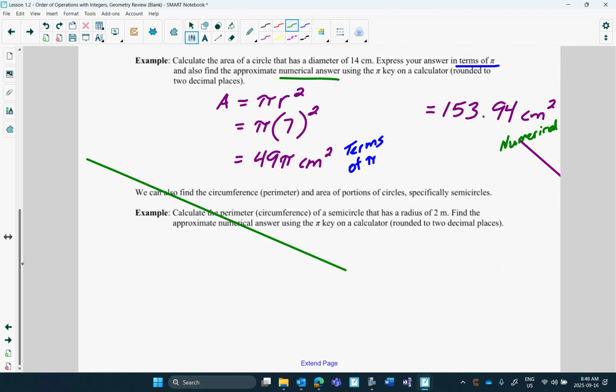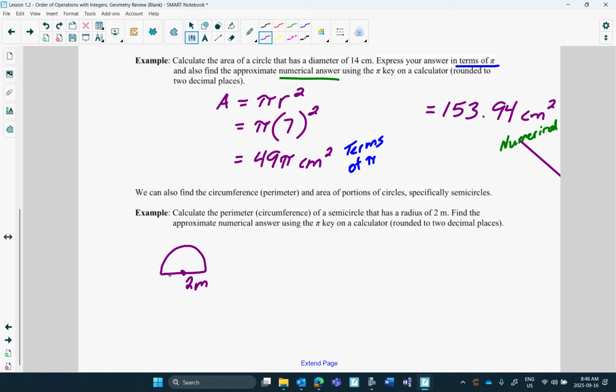How about, I don't know if you did these or not, semicircles. You guys done semicircles? Okay. So you are asked to find the perimeter or circumference of a semicircle that has a radius of 2. So it's going to look like this, with a radius of 2.